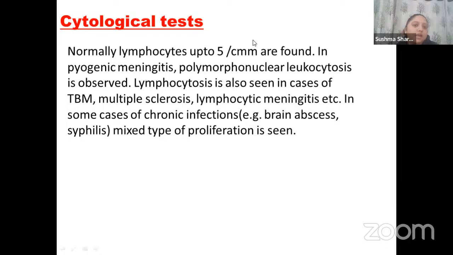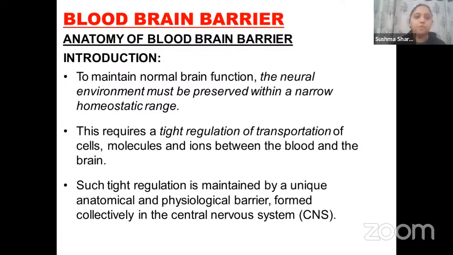Cytological tests: normally 0 to 5 lymphocytes per cubic millimeter are found. But in case of inflammatory conditions like meningitis, there is polymorphonuclear leukocytosis, that is, the neutrophils increase in meningitis, whereas the lymphocytes are increased in case of TB and viral meningitis. Okay. Next, blood-brain barrier.